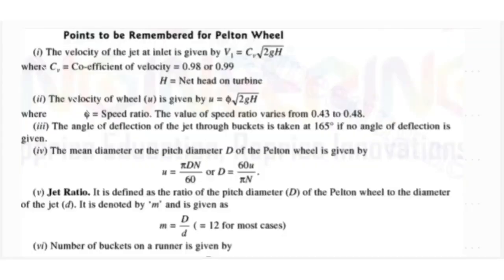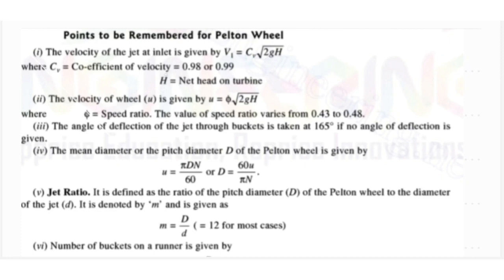Hello everyone. Today we will solve numerical on Pelton wheel. Before going to the numerical, we will note some of the important points to be remembered while solving the numericals of Pelton wheel. First one, the velocity of jet at inlet is given by the formula V1 is equal to Cv into root of 2gh.